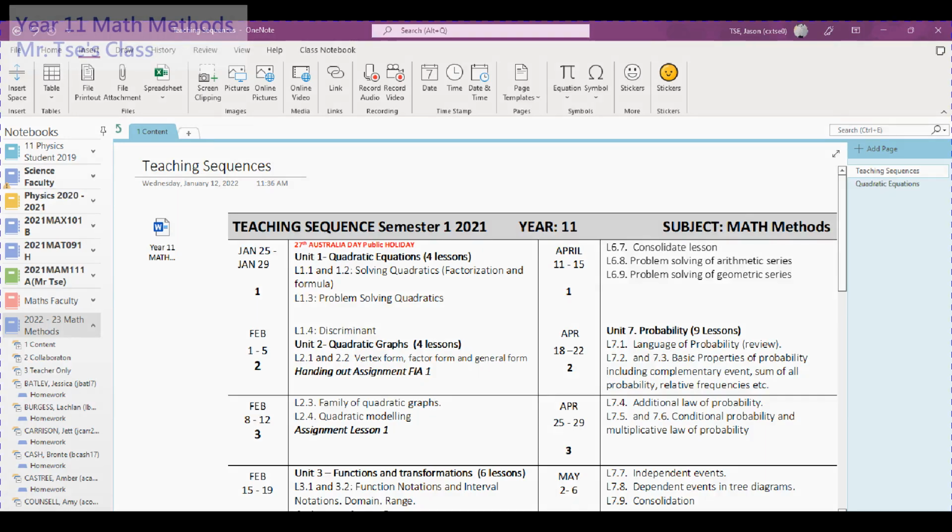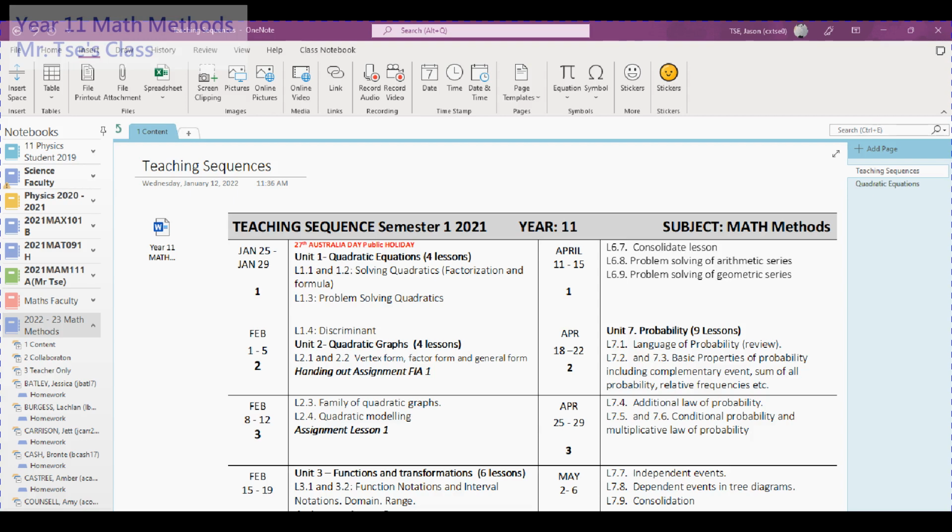Okay, so this is our first video on quadratic equations. And if you go to the OneNote, you can see it in the content page. There's a teaching sequence. So our plan is to finish the quadratic equations within the 4 lessons. For the first 3 lessons, they are all about the revisions of the things we've learned in year 10. Okay, and there's one extra lesson on discriminant.